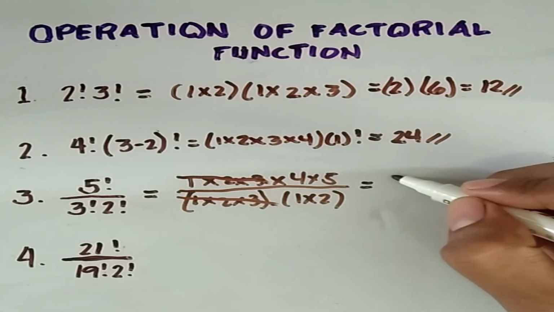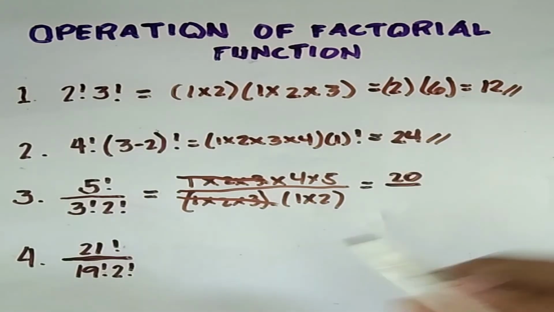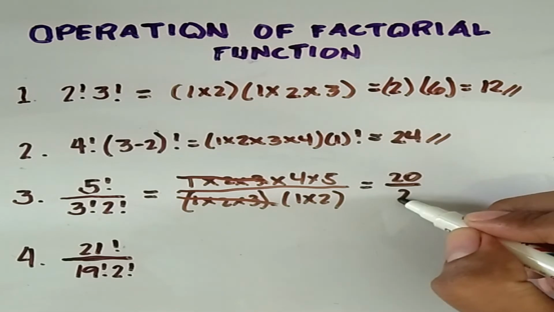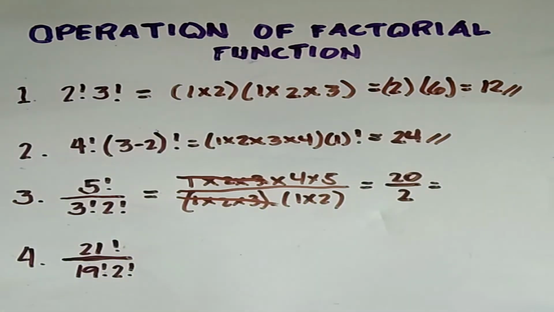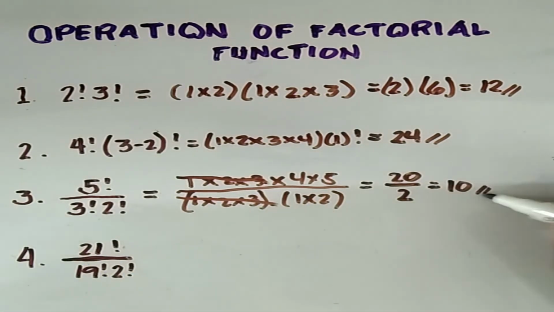4 times 5 is just 20. And 1 times 2 is 2. And finally, we have 20 divided by 2. That is equal to 10.